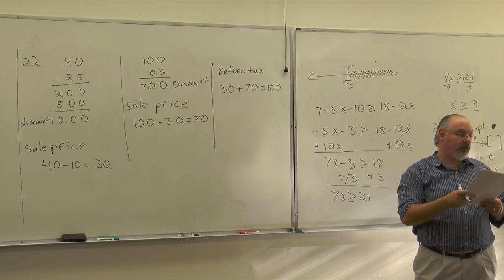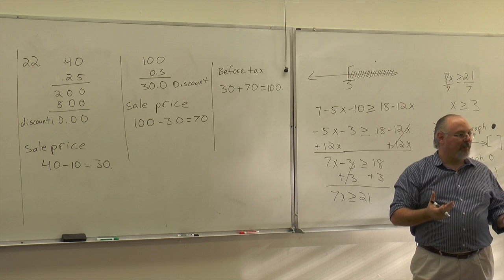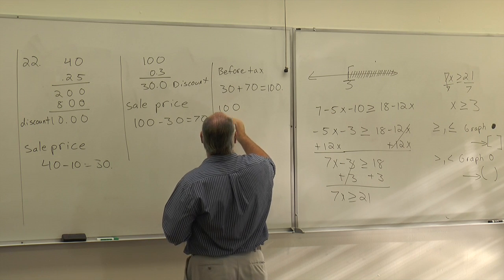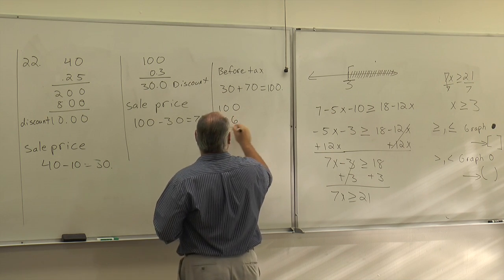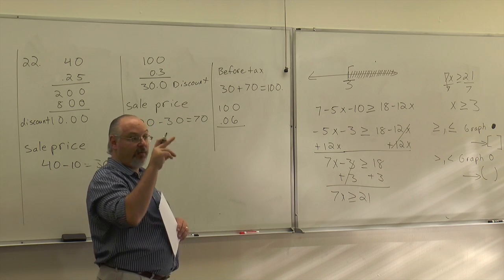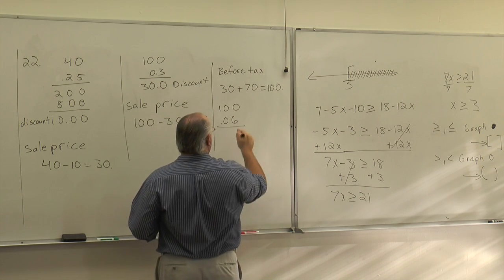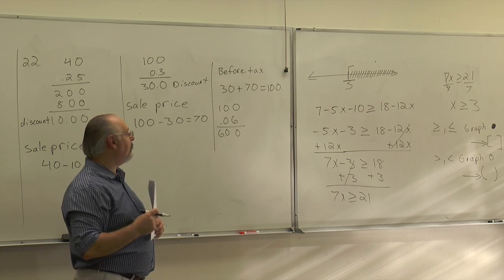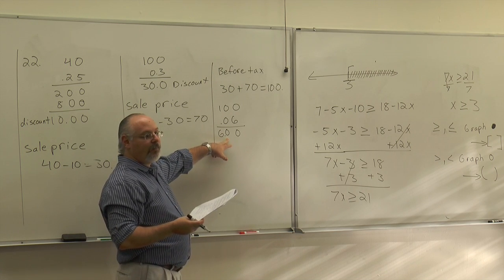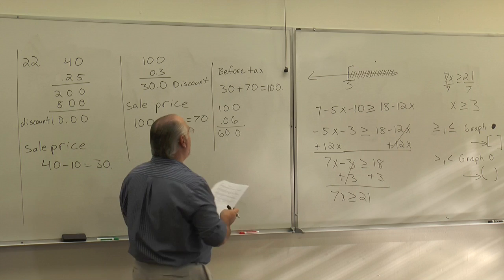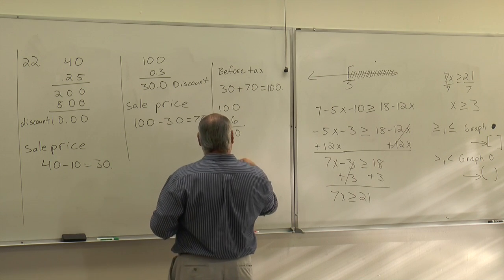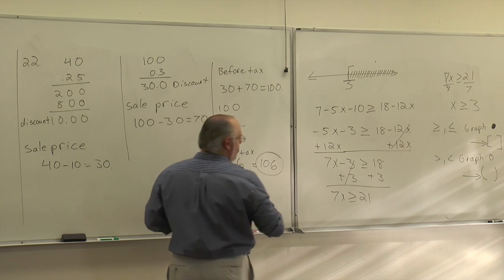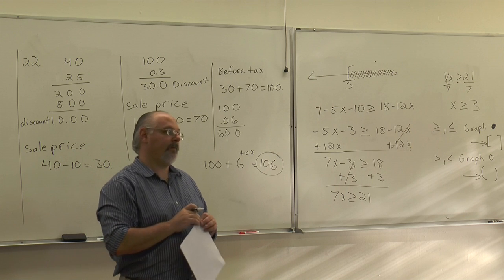But then we have to compute sales tax. Sales tax is 6%. So $100 times 0.06, right? 6%, you got to move the decimal over twice. That's going to be 0, 0, and 6 with 2 decimal places. Which is how much? $6. Okay? So it's $100 plus $6 in tax is a total of $106.